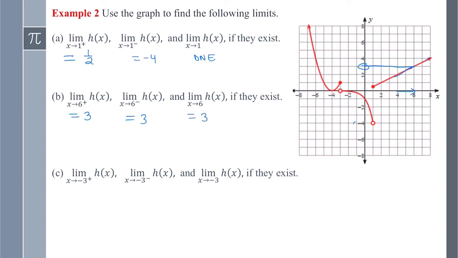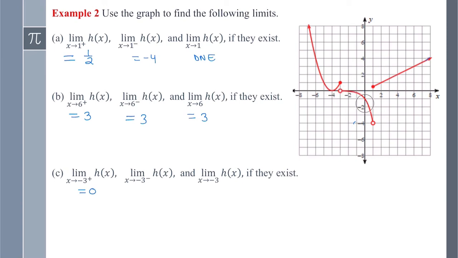Now let's look at one more example here. Next we are going to take -3, which is right here. When x approaches -3 from the right, we clearly see that the function is approaching this value here, and the y value here is 0.